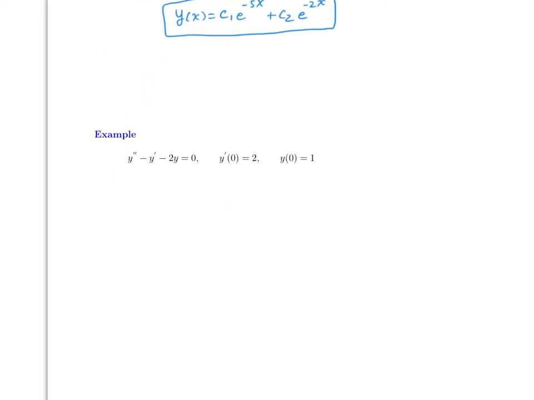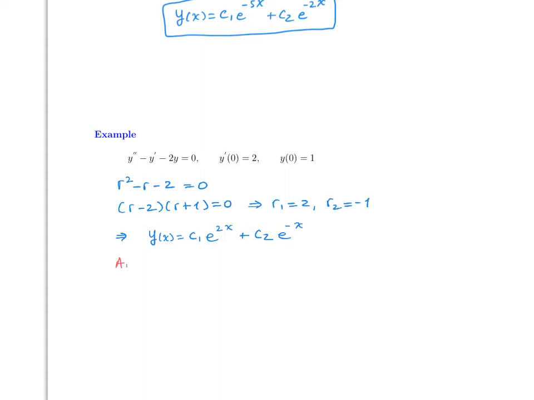So remember, first thing, characteristic equation, which will be r squared minus r minus 2 is equal to 0. Factor, so this is r minus 2, r plus 1 is equal to 0. So that means that r1 is 2 and r2 is -1. All right, so therefore the solution is y of x is equal to c1 e to the 2x plus c2 e to the minus x.